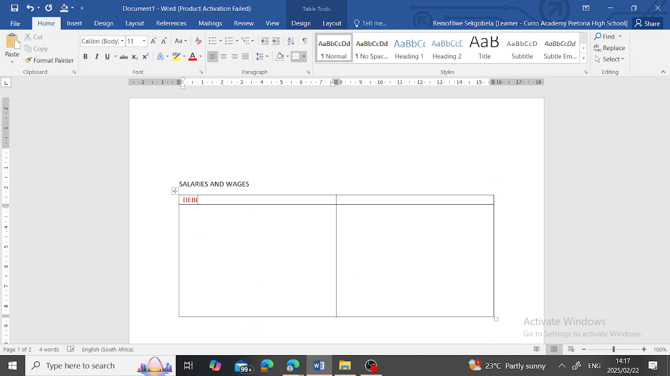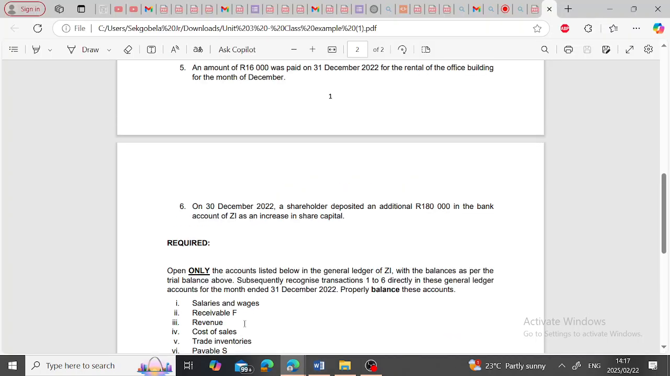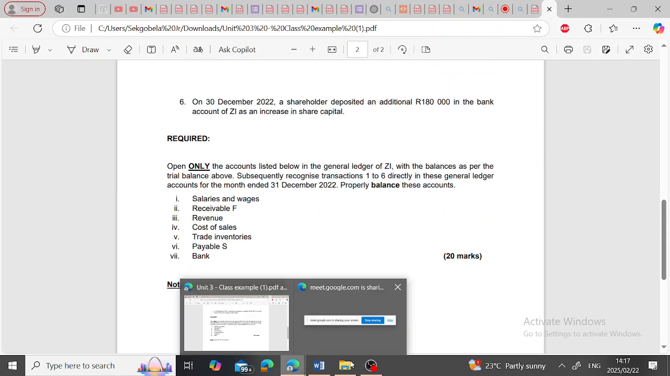When we have an opening balance, it's important to write the date. The date of this opening balance as per the trial balance is when? Is it 30 December or what? Let's see. It's 31 December. Sharp. So this is the opening balance for the month. So we're going to write 31 December, right?